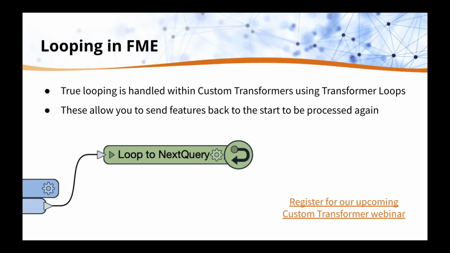So when it comes to FME, loops are handled within custom transformers. We'll see this in a few of the demos coming up as well. But when you create a custom transformer, you can add what we call transformer loops into that transformer itself. So it'll look something like this. You can send features directly into that transformer loop to send those straight back to the beginning of the set of processing in your transformer. So you can send them back to be processed again. And you can change some of the variables or some of the attribute values as you go through it and continually process.